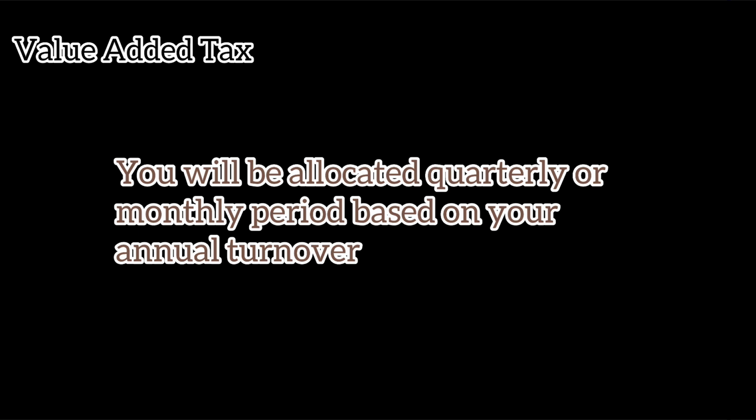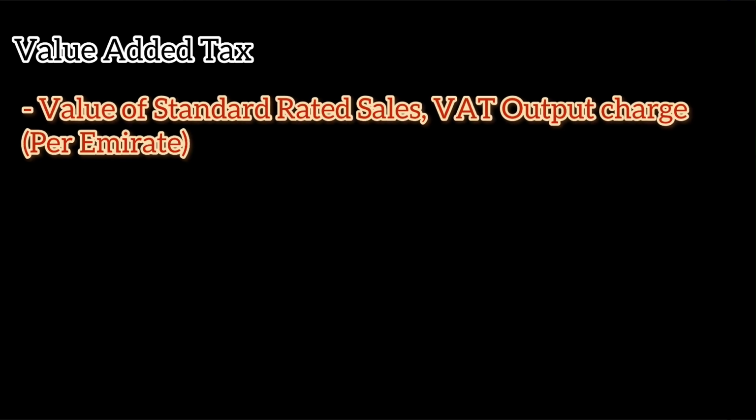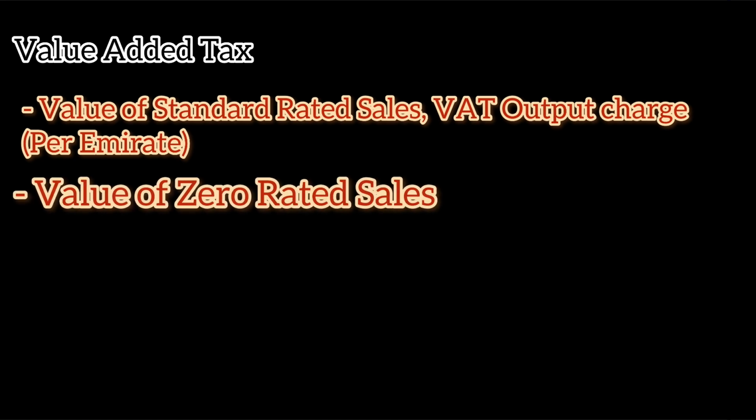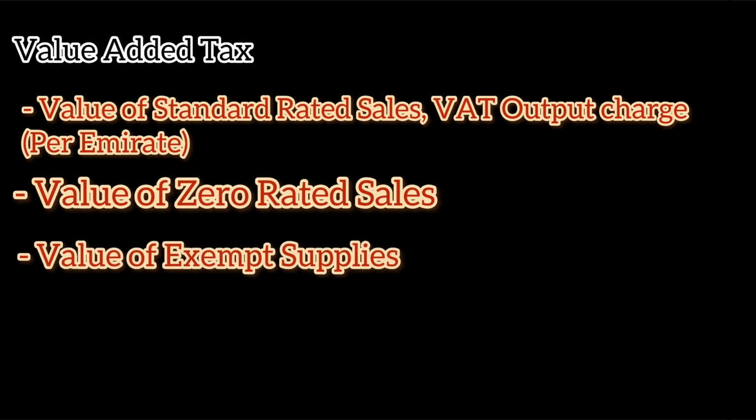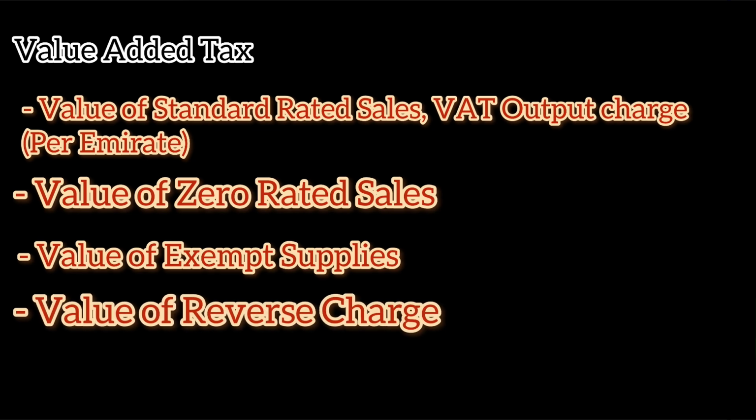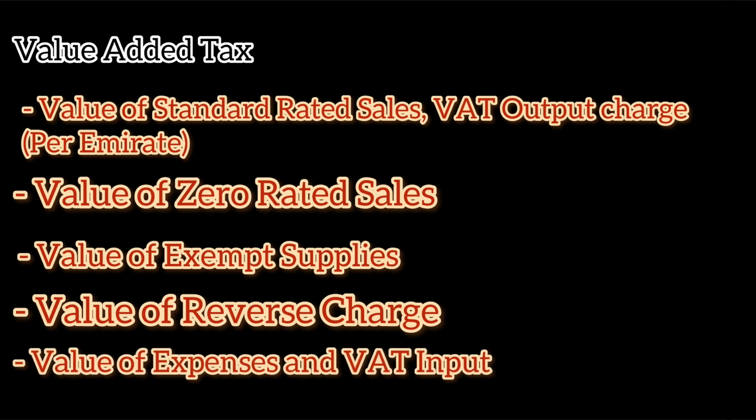You will normally be allocated a quarterly or monthly tax period according to your annual turnover, and on each return, you will need to show the value of standard-rated supplies made in the tax period and the output tax charged per emirate, the value of zero-rated supplies made in the tax period, the value of exempt supplies made in the tax period, the value of any reverse-charged supplies received in the tax period, the value of expenses incurred in the tax period where you seek to recover input tax, and the amount of recoverable tax, the total amount of tax due and recoverable input tax for the tax period, and the tax payable or repayable for the tax period.